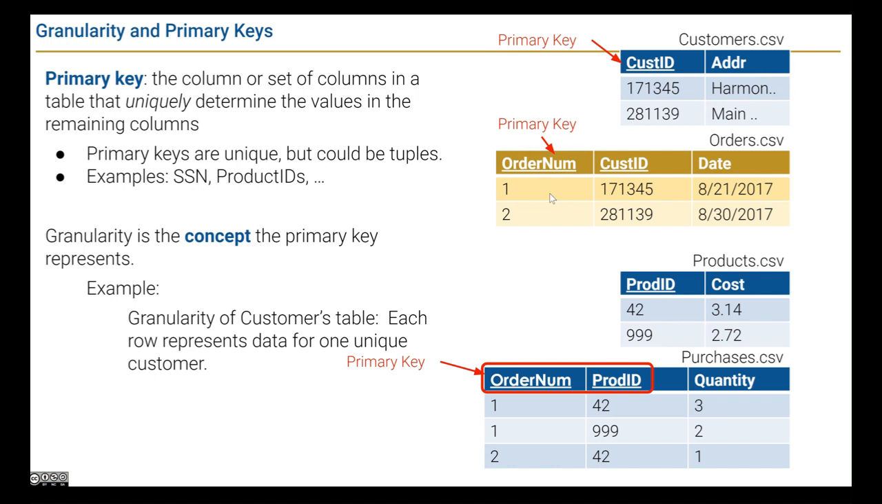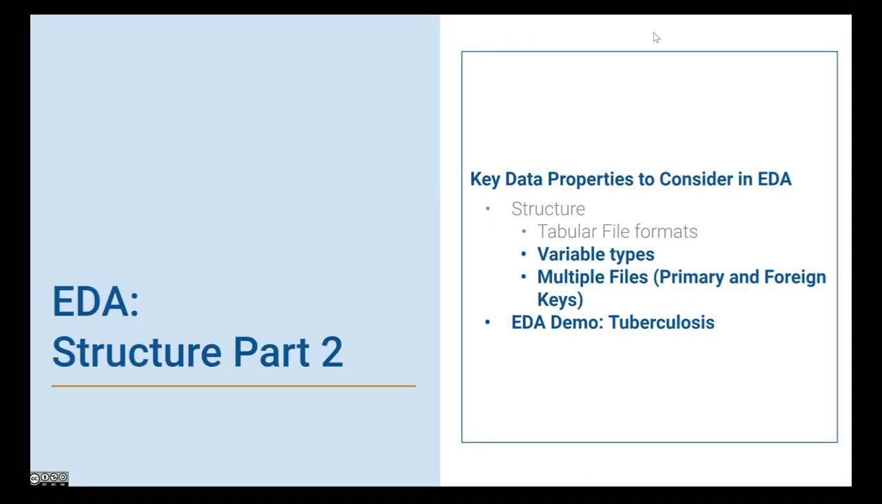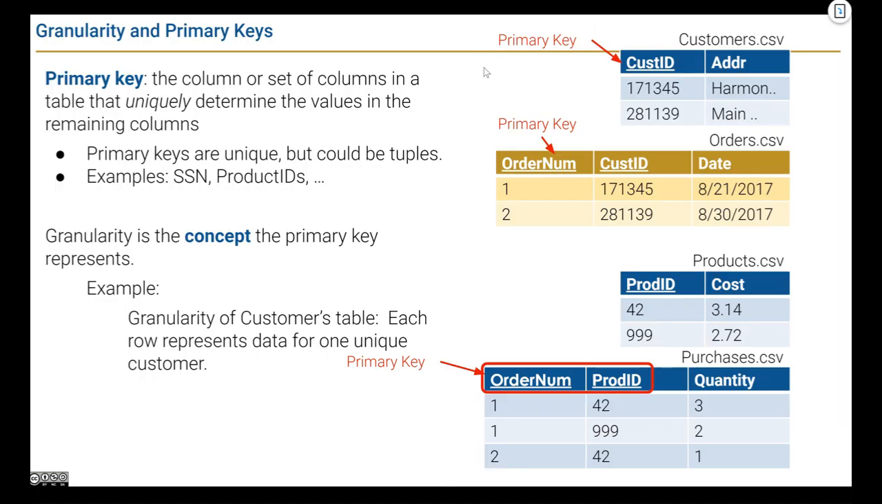So yes, while the primary key in this table here is order number, I would say the granularity for this is orders. This is data for a unique order. Same thing here, the granularity of the customer table, yes, the primary key is the customer ID, but the granularity is a unique customer. And that means when you have multiple columns, for example, in purchases, I have the order number and the product ID, that my granularity here is one unique purchase, which is specified as a combination of an order number and a product ID.